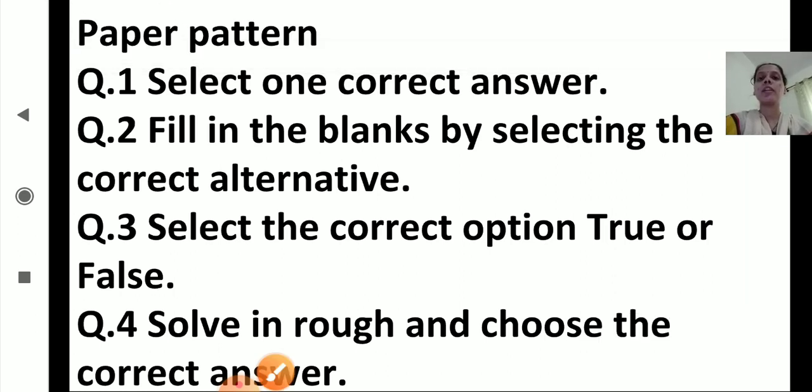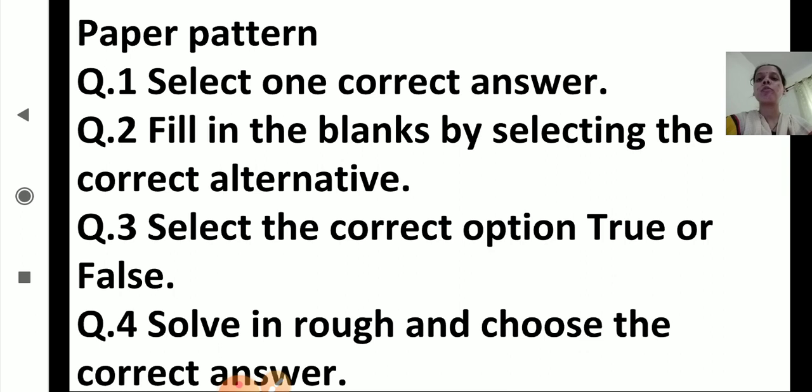I hope you have written this. Question number 1 is select one correct answer. Question number 2 is fill in the blanks by selecting the correct alternative. Question number 3 is select the correct option true or false. Question number 4, solve in rough and choose the correct answer.